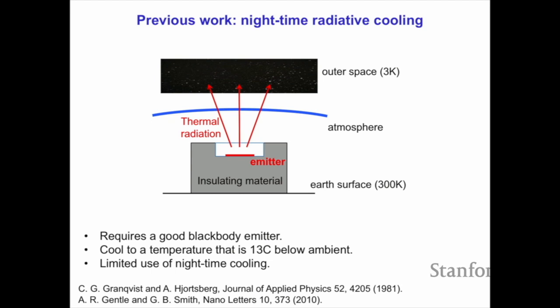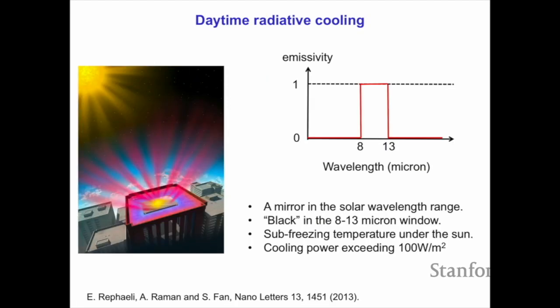So as a result, what we proposed a few years ago is to construct a photonic structure that reflects all the sunlight, but nevertheless still radiates very efficiently in the 8 to 13 micron window. And what we show theoretically is that this kind of object can reach a temperature that's way below the freezing temperature, even under direct sunlight. And it will also have a cooling power density exceeding 100 watts per meter squared.